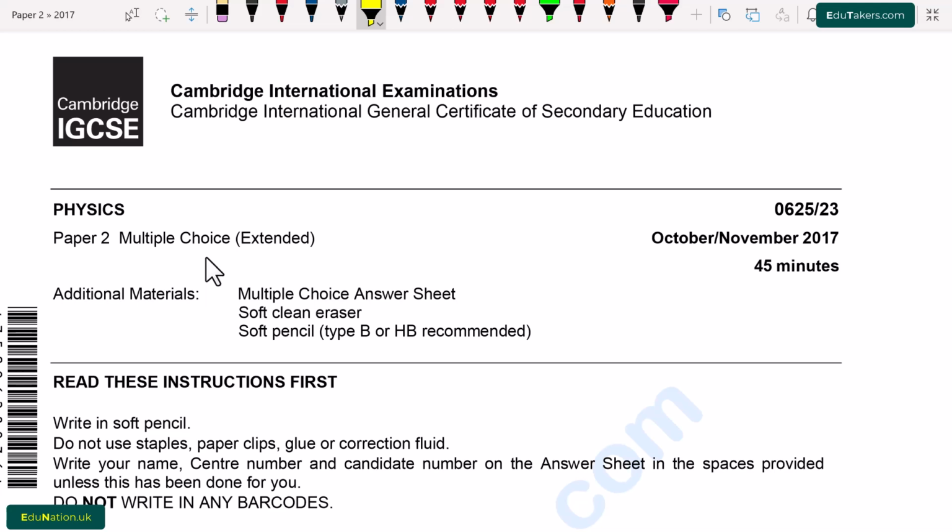Today we are going to solve Cambridge IGCSE Physics Paper 2 Multiple Choice Extended held on October-November 2017, and the paper code is 0625 with variant 23. So let's start from question number 1.